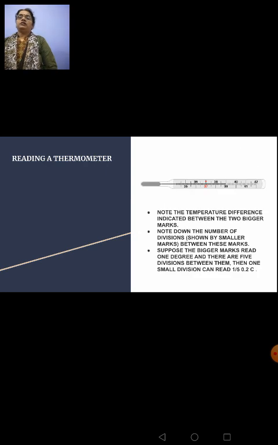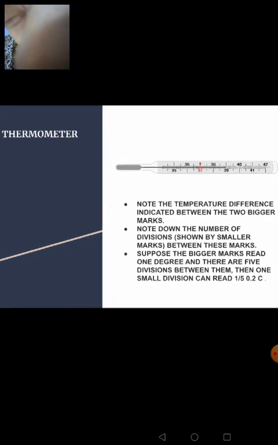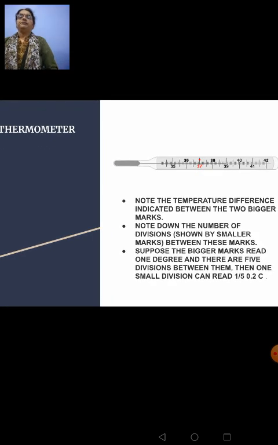See, how do we read this thermometer, the clinical thermometer? See, I've got readings there. It is written there. I'll make it a little bigger. Hope it's clear now. Yeah, 35, 36, 37.